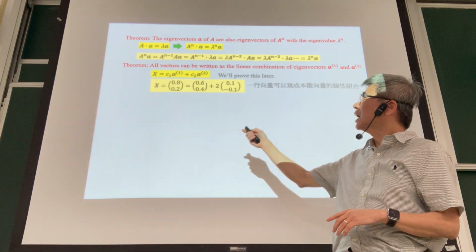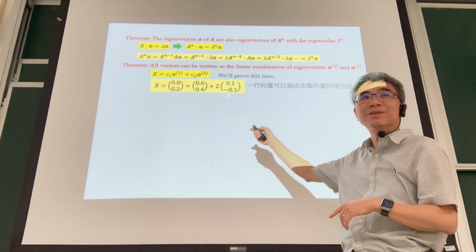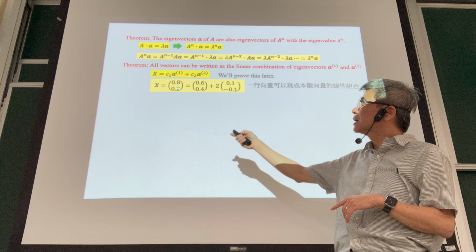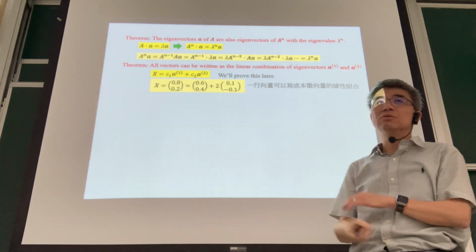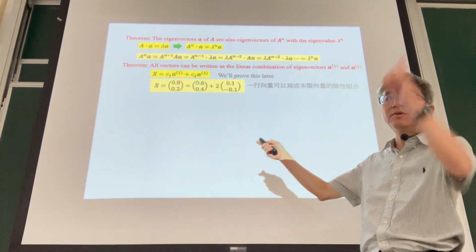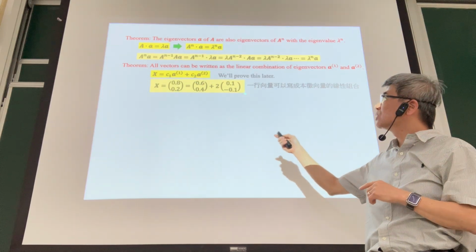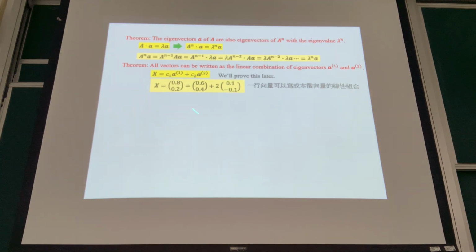Remember the eigenvectors we have: 0.6, 0.4, and 0.1, minus 0.1. I can decompose any vector. For example, here I take 0.8 and 0.2 as our example. It can be easily decomposed into the first eigenvector plus 2 times the second eigenvector. Okay? This can always be done. In Chinese, any vector can always be written as a linear combination of 2 eigenvectors. Remember it, it will be very, very important, but I'll prove it next week.